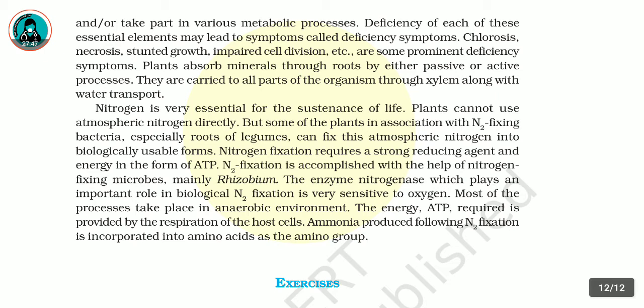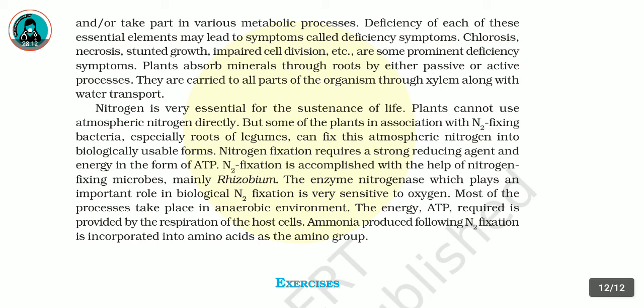Nitrogen is very essential for the sustenance of life. Plants cannot use atmospheric nitrogen directly, but some plants, in association with nitrogen fixing bacteria, especially in the roots of legumes, can fix this atmospheric nitrogen into biologically usable forms. Nitrogen fixation requires a strong reducing agent and energy in the form of ATP. Nitrogen fixation is accomplished with the help of nitrogen fixing microbes, mainly Rhizobium.